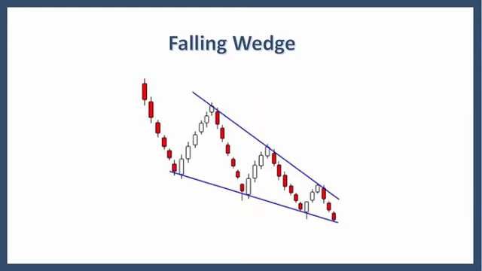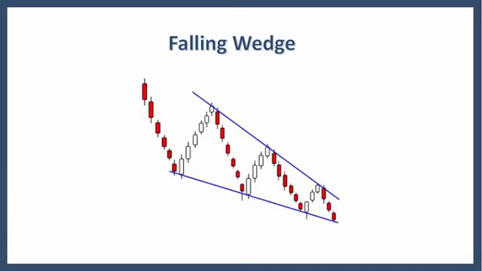Now the falling wedge is a bullish pattern that begins wide at the top and contracts as prices move lower. This price action forms a cone that slopes down as the reaction highs and the reaction lows converge. Now what makes this different than a symmetrical triangle?